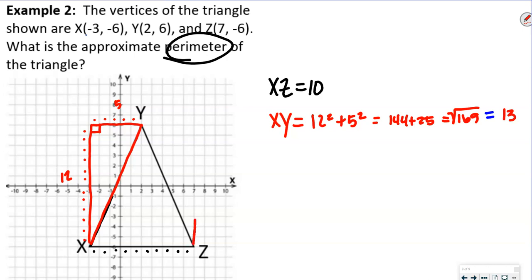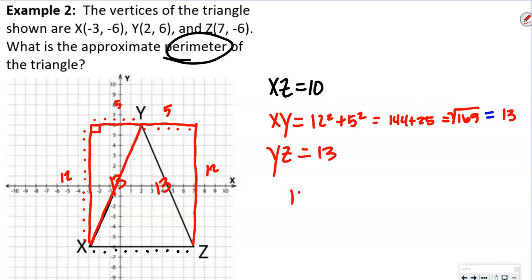So 1, 2, 3, 4, 5, 6, 7, 8, 9, 10, 11, 12. Indeed. And this was 12. 1, 2, 3, 4, 5. So that would be the same, right? So that means this is also going to be 13. So this length right here is 13, and this length right here is 13. And we said the bottom length. So xy and yz. Yz is also 13, right?